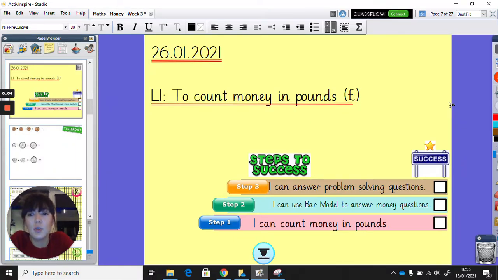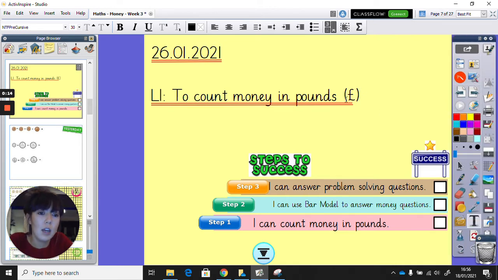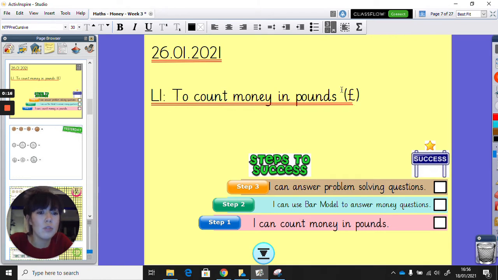So today is the 26th of January 2021 and we're continuing our work on money. Our LI today is to count money in pounds. Here we can have a little look on the screen at our pound sign. That is what it looks like. You will become familiar with this. You might have already done it in year 2 before. You can pause the video here if you like and write your LI, but you don't have to.